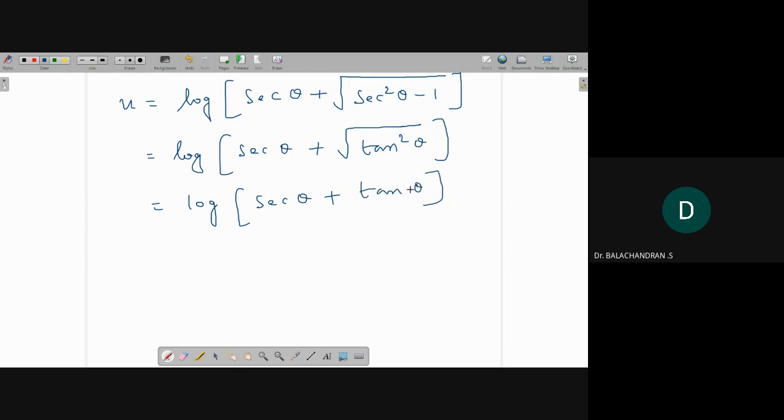So now I am going to write in terms of sine and cos. This is log, secant theta is 1 by cos theta, this is sine by cos theta. So that's why I'll write 1 plus sine theta divided by cos theta. Directly I am writing here.